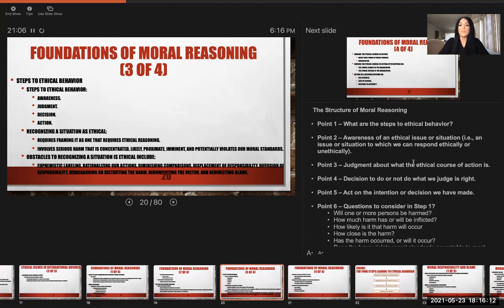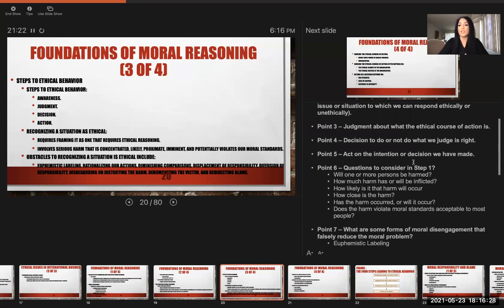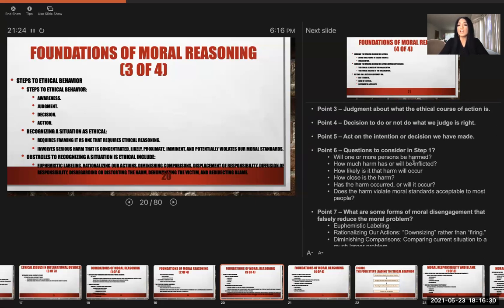Now, let's take it a step further with the structure of moral reasoning. We look at the different steps to ethical behavior. So what are the steps to ethical behavior? One, we look at the awareness of an ethical issue or situation. We look at judgment about the ethical course of action, the decision to do or not do what is judged right, and to act on the intention or decision that we have. So we have awareness, judgment, decision, and action as well, okay? Those being our prime ones.